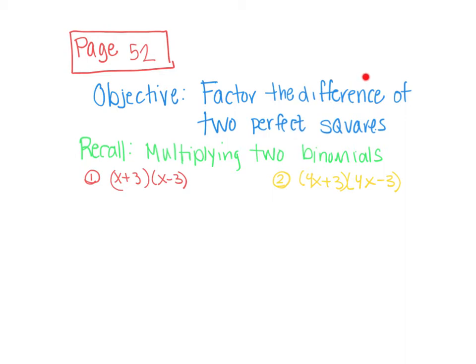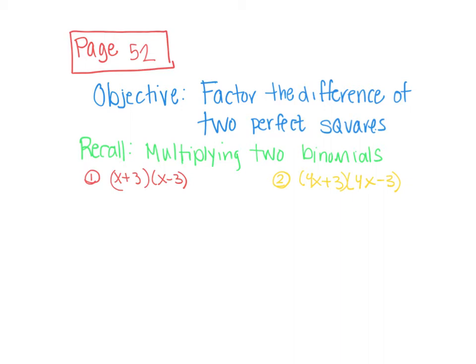So you will either right now need to pause the video and get a separate sheet of paper, or if you're on your notebook, if you look at the bottom of page 51, there's a big open space. You can write this information there. But I want you to take and write down problem 1 and problem 2. And I want you to multiply those two binomials, how you've done in previous weeks.